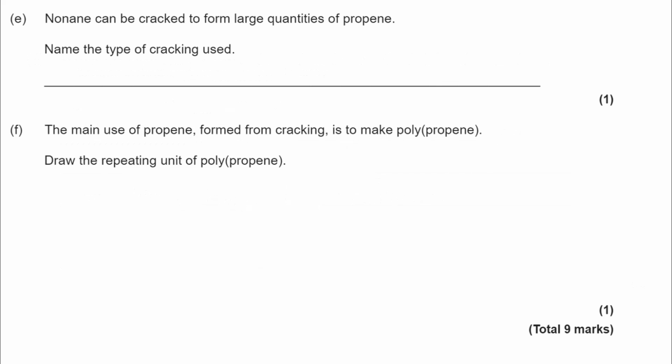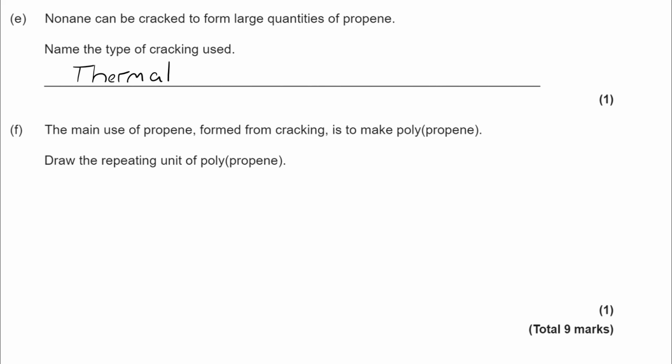Okay, finally, moving on to part E and F. E is very much a factual recall question. You've got a table that you will need to remember about what type of cracking gives what type of products. And for this one, we would need to say thermal cracking.